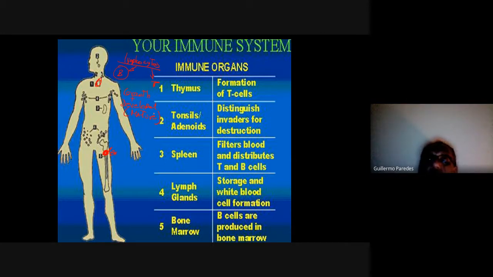Now, what about the lymphocyte T? The lymphocytes T are going to be born in the bone, but they are going to mature where? You can tell me: in the thymus. That's why it's called the lymphocyte T. T comes from the word thymus. Okay? All right.